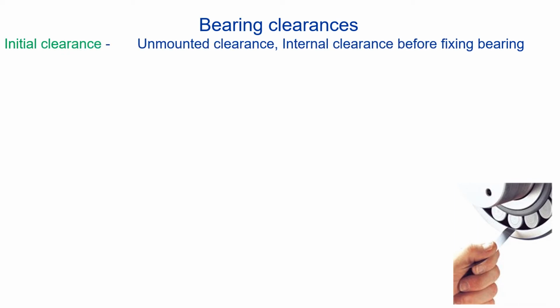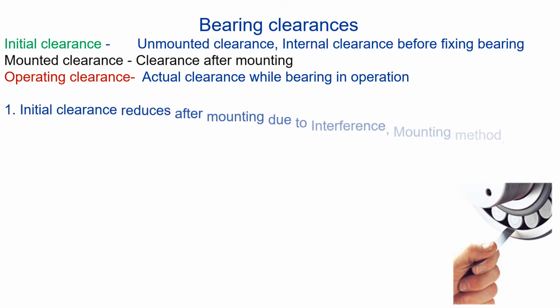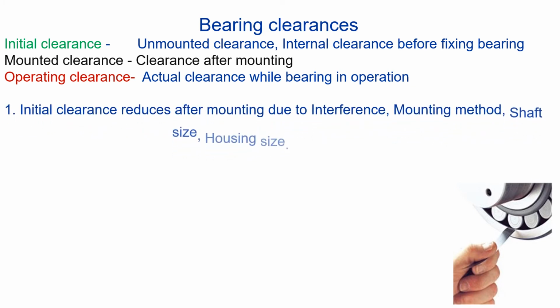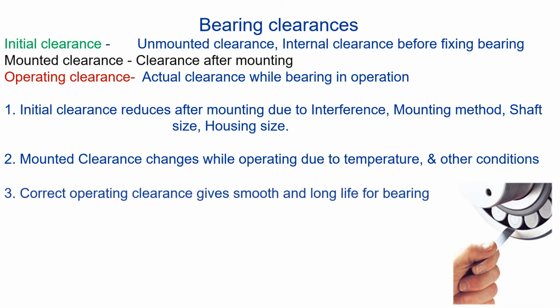That brings us to the bearing clearances. Initial clearance is the unmounted clearance, the internal clearance available before fixing the bearing. Mounted clearance is the clearance after mounting. Operating clearance is the actual clearance while the bearing is in operation. There are three important points to remember. 1. Initial clearance reduces after mounting due to interference, mounting method, shaft size, and housing size. 2. Mounted clearance changes while operating due to temperature and other conditions. 3. Correct operating clearance gives smooth and long life for the bearing.